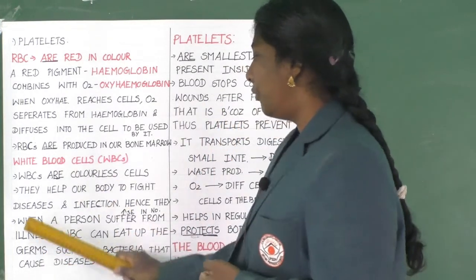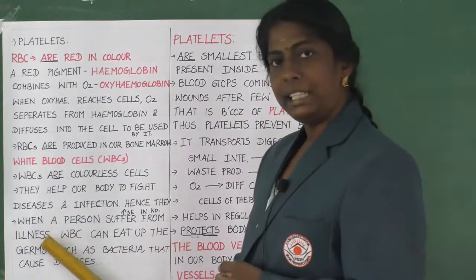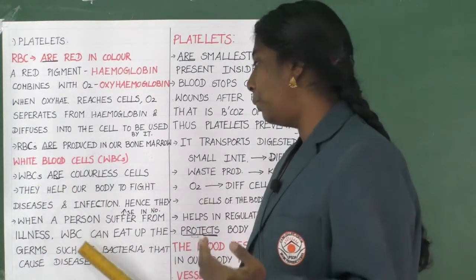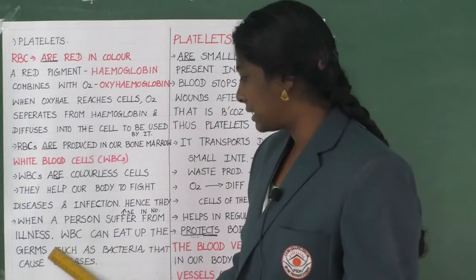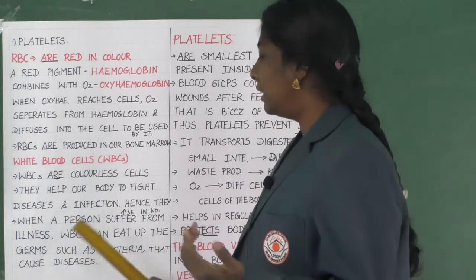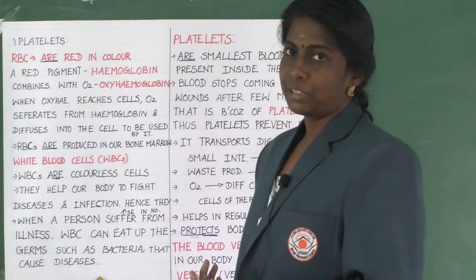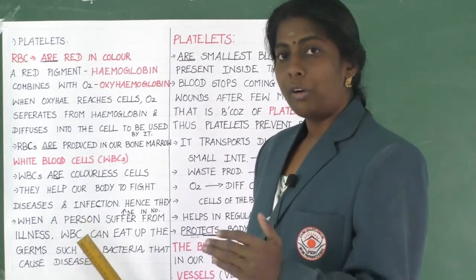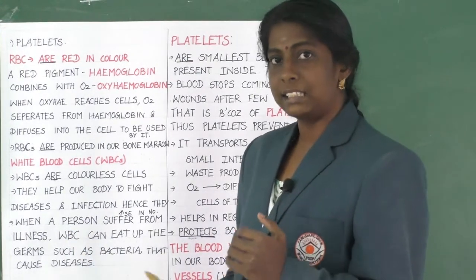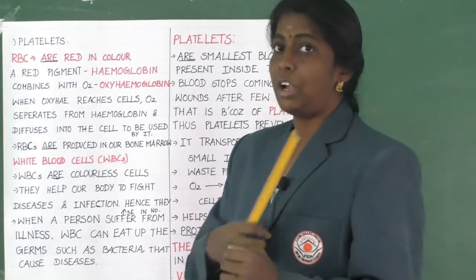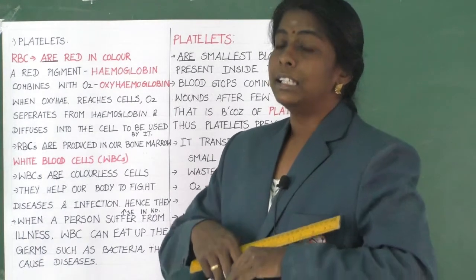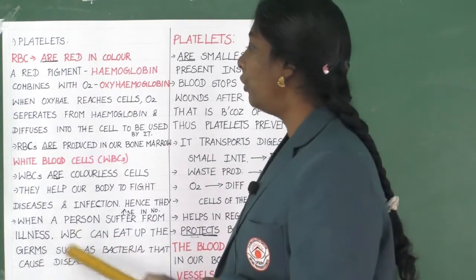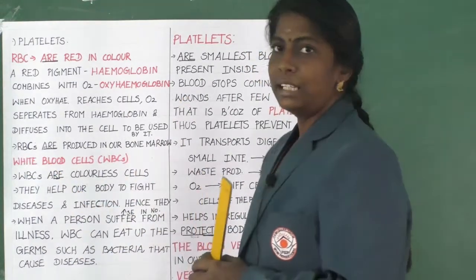Then when a person suffers from illness, if he is not feeling well, WBC can eat up the germs such as bacteria that cause diseases. So, automatically the white blood cells will eat up the bacteria or germs so that he or she will get rid of the disease. Clear? So, that is about WBC or white blood cells.